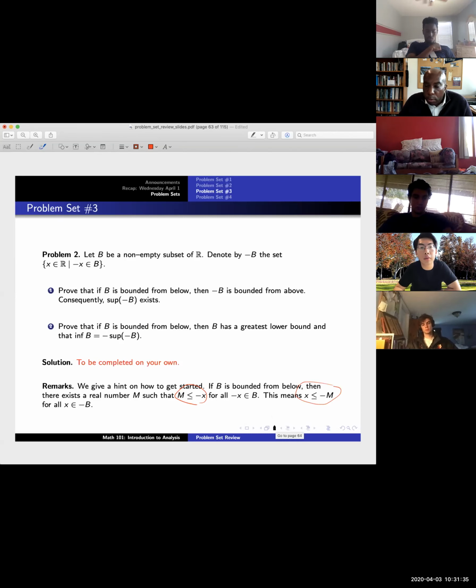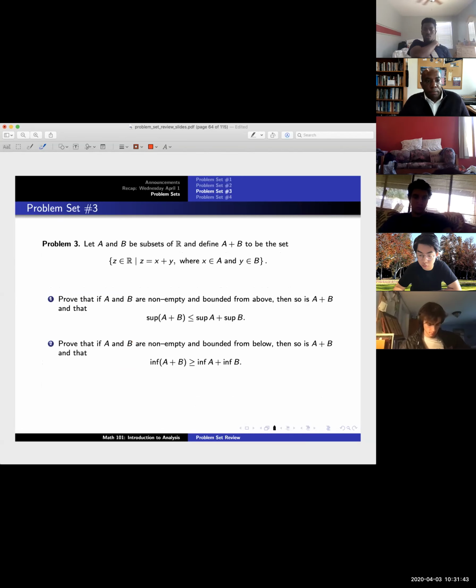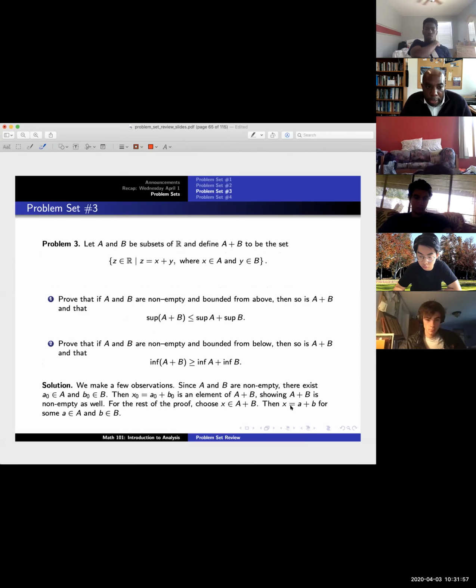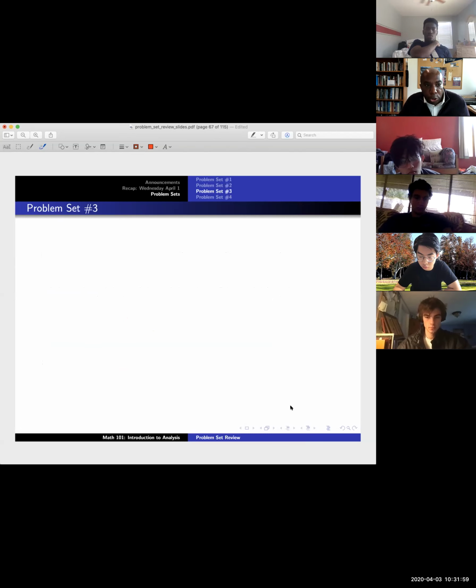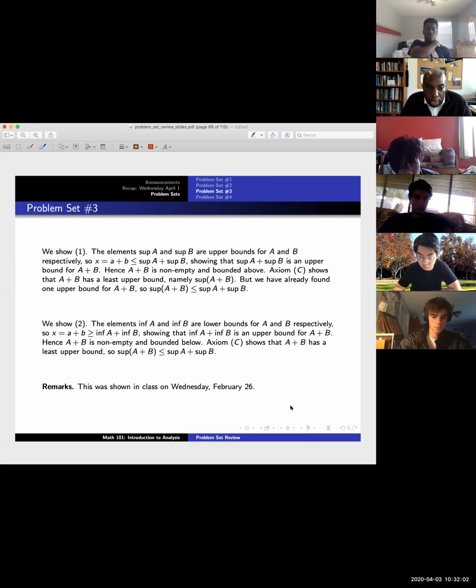Any questions, comments on problem number 2? Okay, let's move on then to problem 3. So this one we did do in class. This was the one about the supremum of A plus B is less than or equal to the supremum of A plus the supremum of B. I'm not going to go over the proof here, but the exact proof that was given in class is just written up here in the notes. So this was done in class on Wednesday, February 26th. You can just look at your notes there if you have any questions about this problem. Okay, so any questions on problem number 3?